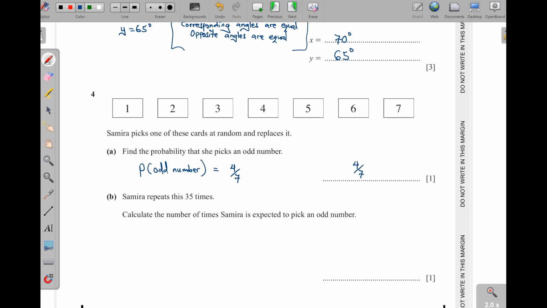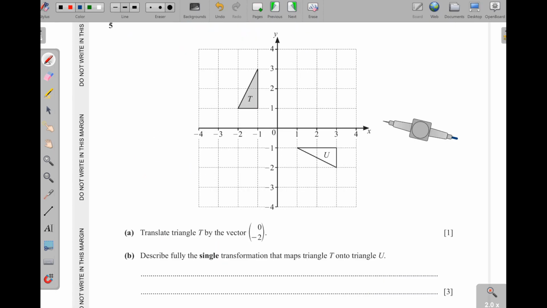And then part B, Samira repeats this 35 times. Calculate the number of times Samira is expected to pick an odd number. So expectation is given by NP. So the number of times you have done the experiment, then times the probability of getting that success. So this 7 goes here 5 times. So 5 times 4, you get 20. As simple as that.